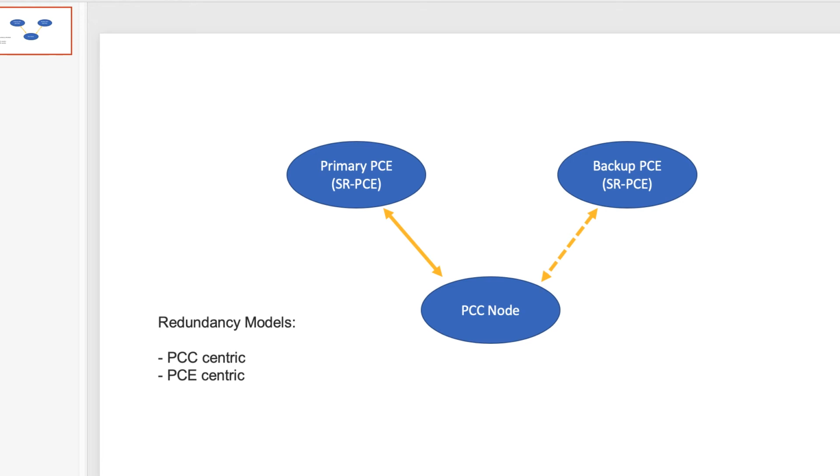That means if the PCC is not seeing any keep alive to one of the SR PCEs, let's say the primary, it will detect that quickly and redelegate quickly to the backup SR PCE. That particular mode of redundancy is called your PCC centric, and it is way quicker in terms of detecting the failure and moving from the primary SR PCE to the secondary SR PCE. And that is one of the reasons we need to configure the redundancy mode as PCC centric and not PCE centric. Okay. Hopefully, this clarifies.